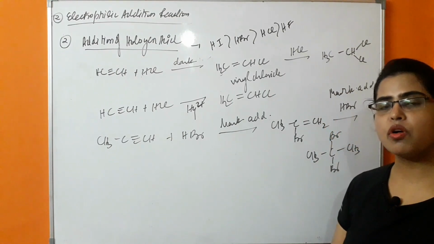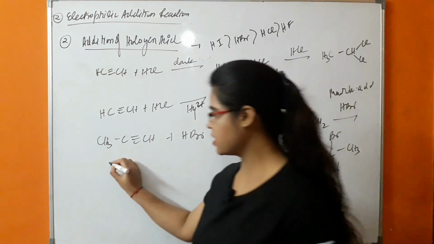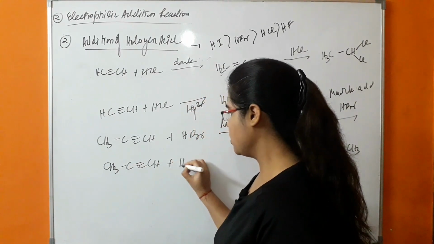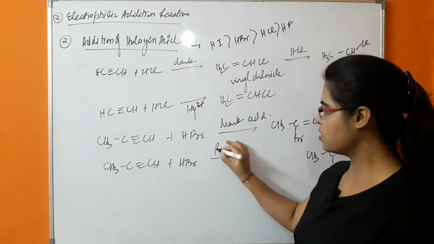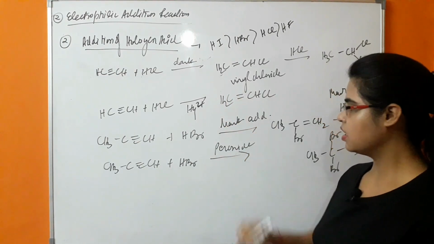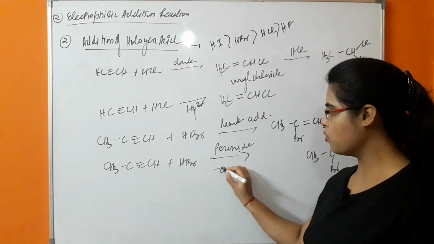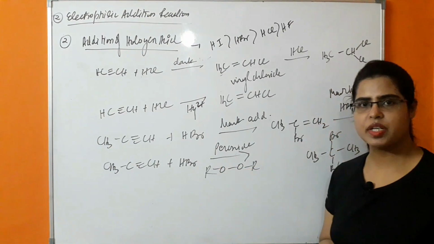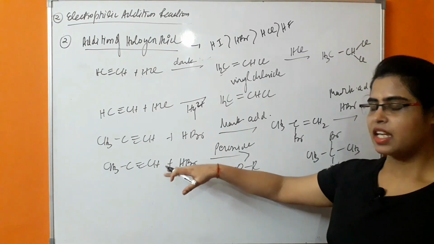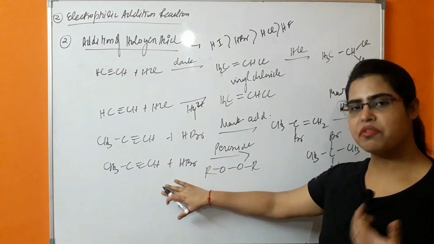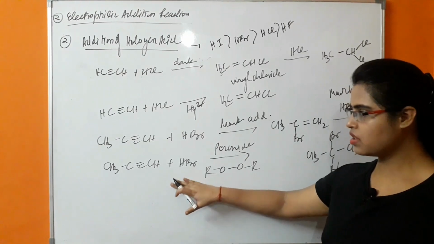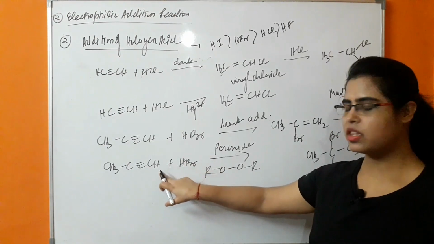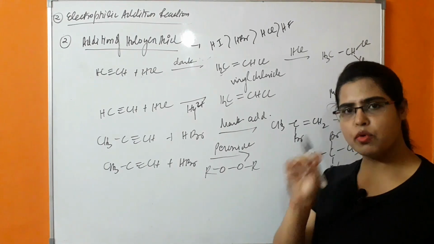Whereas in the presence of peroxide, for example CH3 C triple bond CH with HBr in the presence of peroxide, the peroxide has an O single bond O. So if this peroxide is present, what will happen? In this case, the reaction will occur by the free radical mechanism, and the negative part of the reagent will attack the carbon which has more hydrogen.